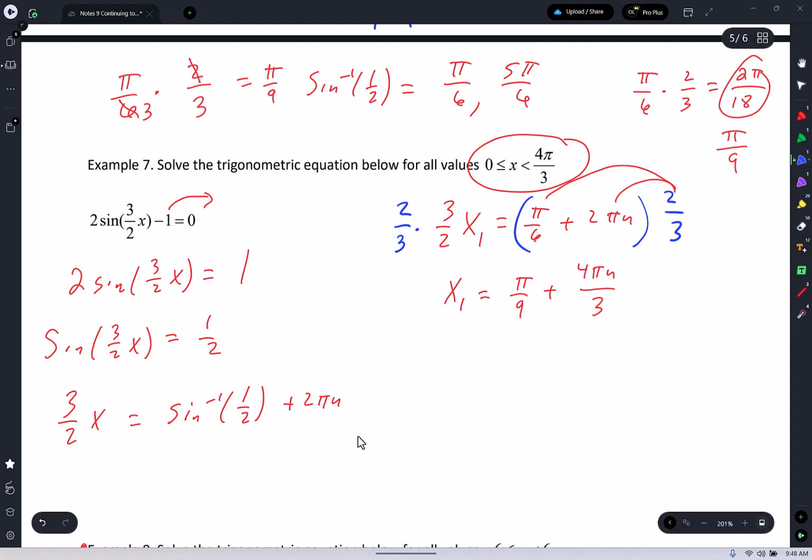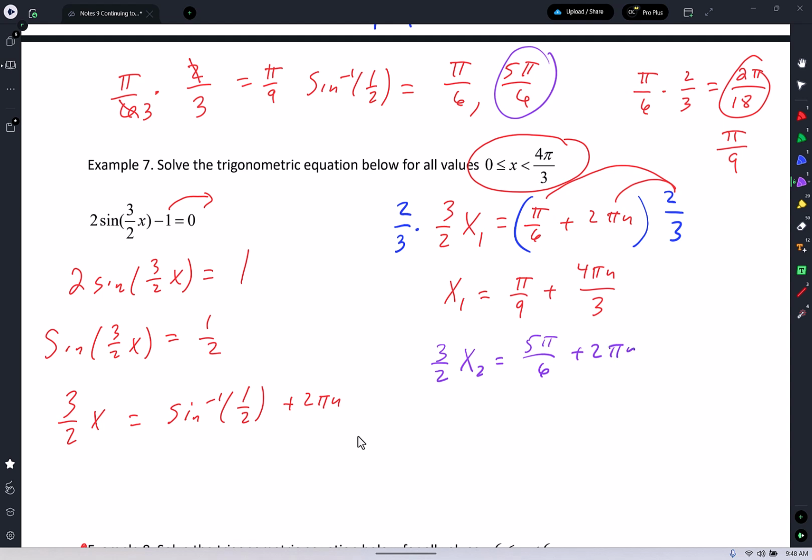Remember, there's two equations. I'm going to rewrite this in purple. 3/2 x2 equals, you told me the other answer was 5 pi over 6, 5 pi over 6 plus 2 pi n. I'm going to multiply by 2/3 again, just like I did to the other one. x2 equals, 2 goes into 6 3 times, 3 times 3 is 9. So I'm going to write it as 5 pi over 9 plus 4 pi n over 3. We're okay?